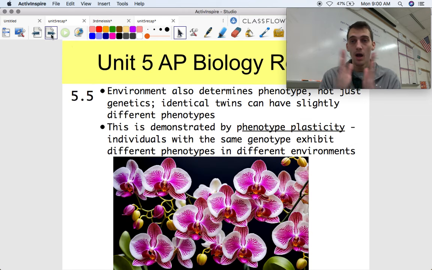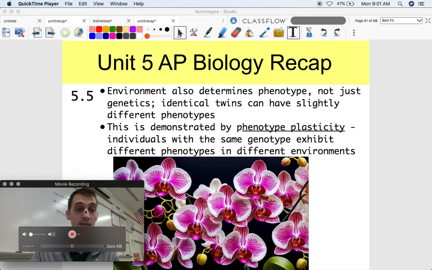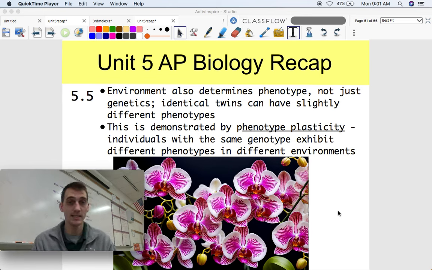Now, a couple more things when it comes to genetic anomalies not following the rules of Mendel. 5.5 is all about the environment and what's called phenotypic plasticity. The environment also determines phenotype. It's not just genetics. Identical twins can have slightly different phenotypes.